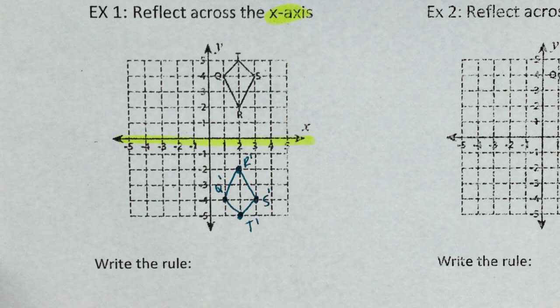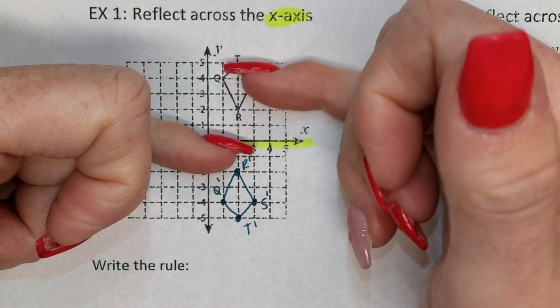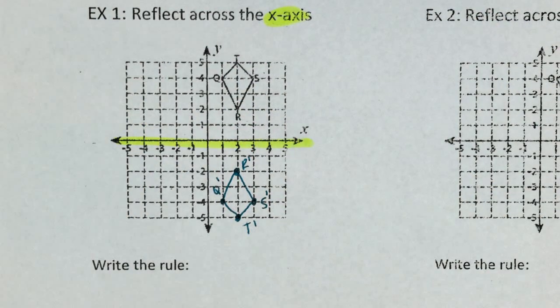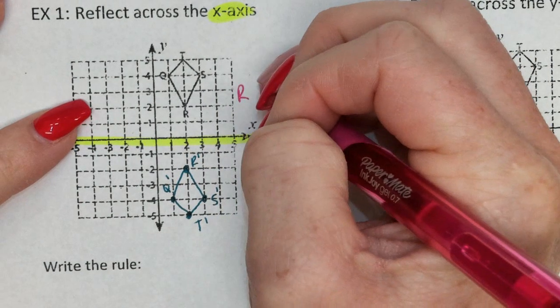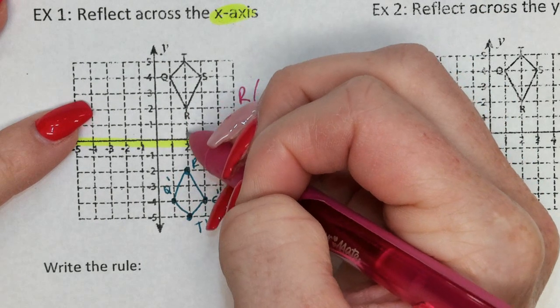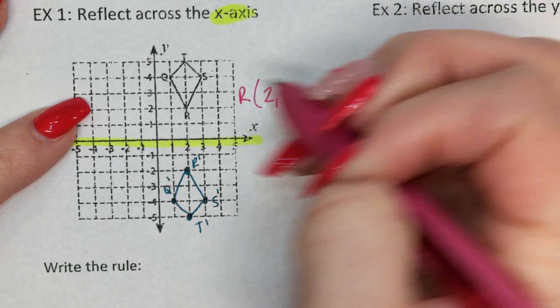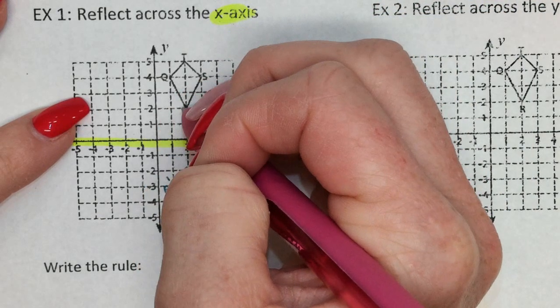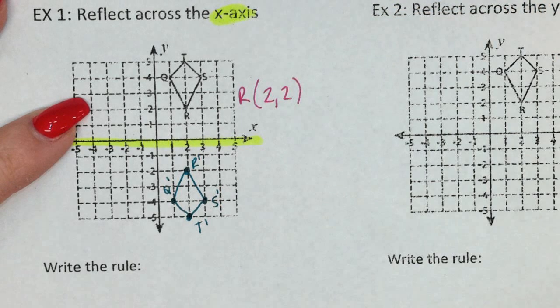All you're doing, guys, is mirroring the image from the x-axis. So instead of being up that many, it's going to be down that many. All right, let's look at point R. Everybody write point R's coordinate right here. What is this coordinate at? Where am I at on the x-axis? 2. Where am I at on the y-axis? 2. Now come down here.